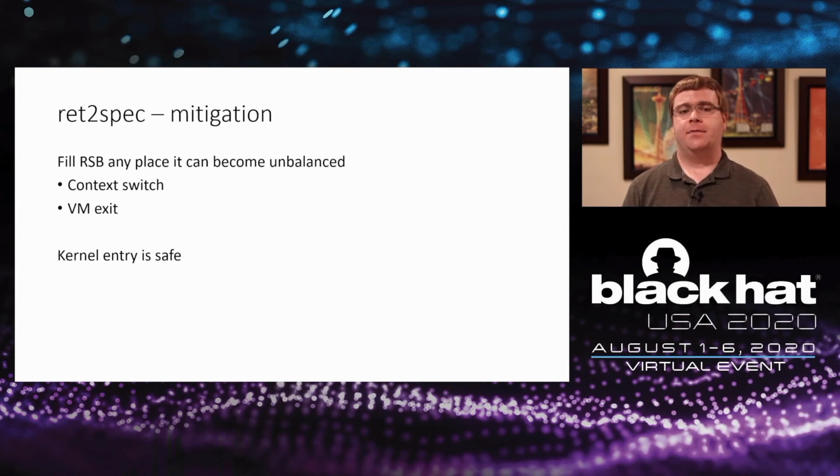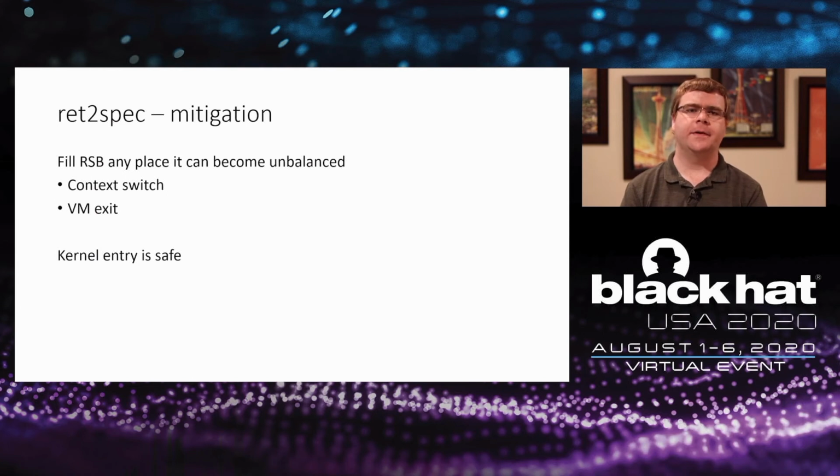It might surprise you that we don't need to stuff the RSB every time we enter the kernel, but we're safe because the kernel's calls and rets are balanced. As long as a context switch doesn't happen, the kernel won't ever use an address in the RSB that it didn't put there. And if we do context switch, we'll stuff the RSB.